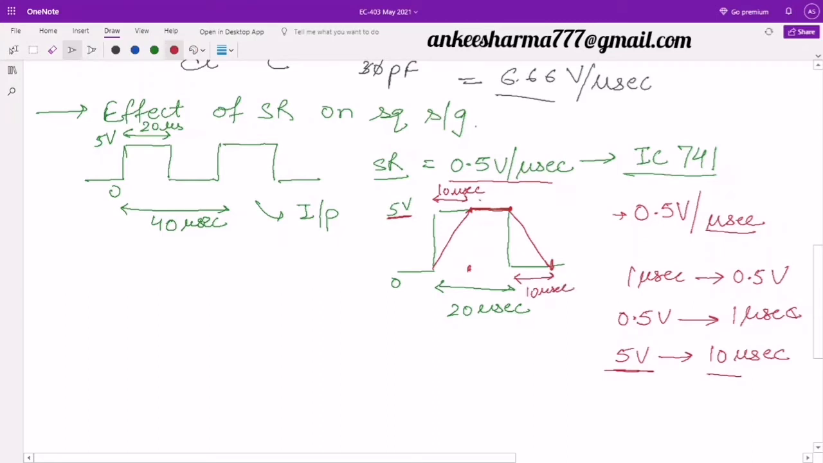And you will see here that the total duration has now increased from 20 microsecond to 30 microsecond. 10 for the rising, 10 for the constant value, and then it started decreasing, so it further took 10 microseconds. So this is how you can see that this square wave, which has an amplitude of 5 volt, has reacted to the slew rate effect, and due to that it has changed its shape a little bit like this. I can say it is deformed now. Is it clear now?